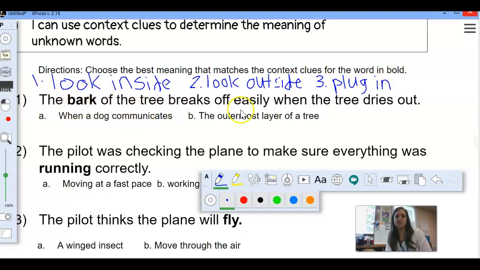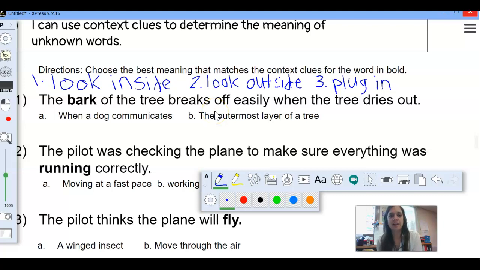The bark of the tree breaks off easily when the tree dries out. So let's look inside. When I think of bark, I think of a noise a dog makes or the outer layer of a plant, a hard outer layer like of a tree. Okay, now I look outside and I see tree. So that means this multiple meaning word must have something to do with a tree. So it's not going to be something that a dog does.